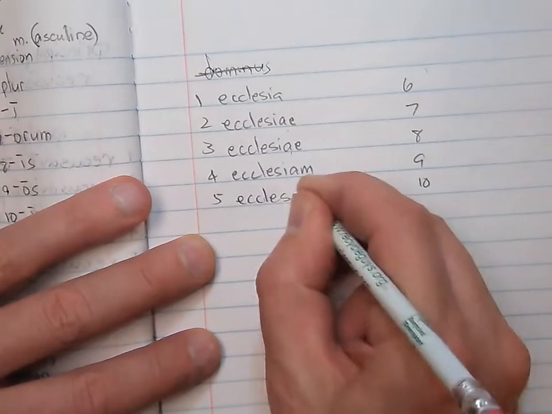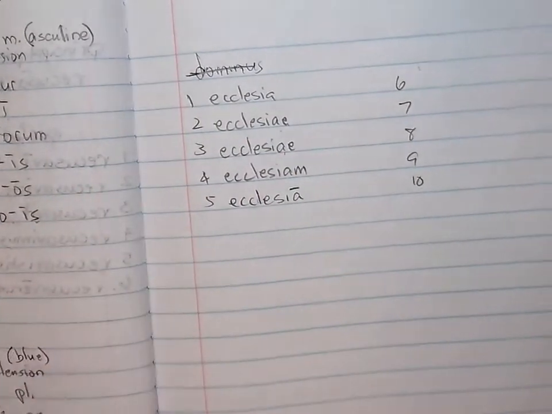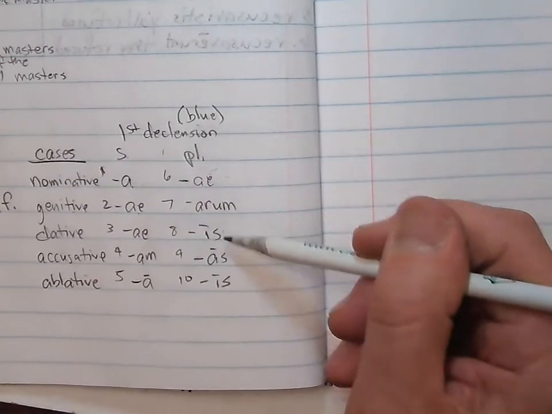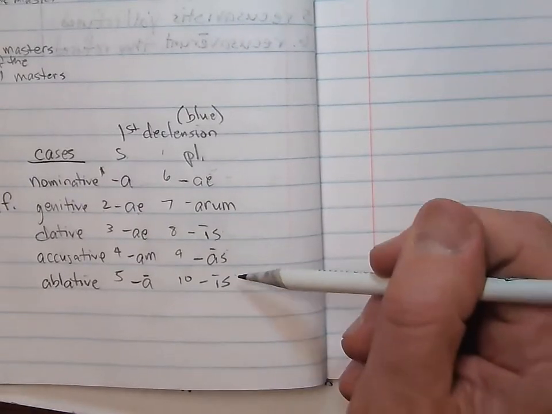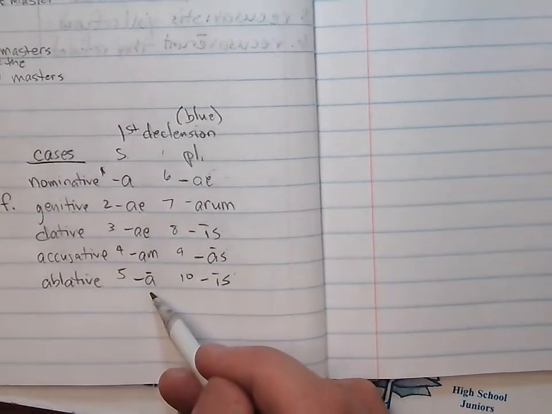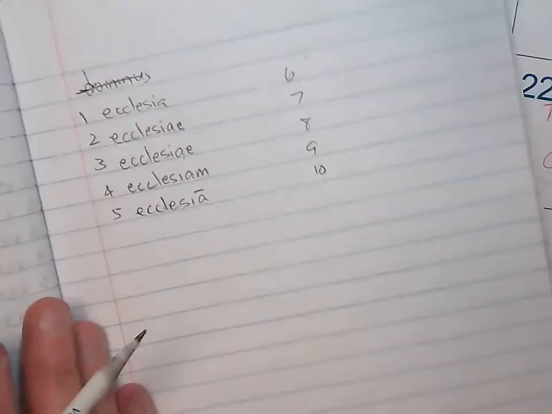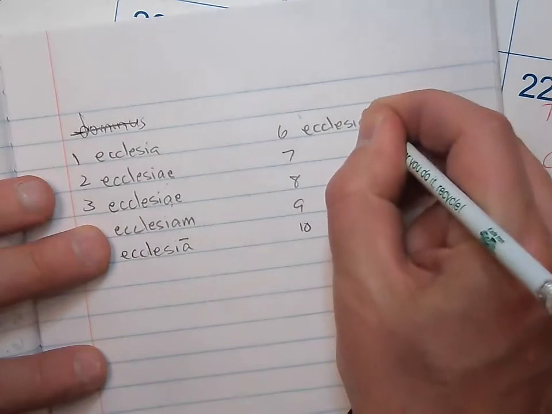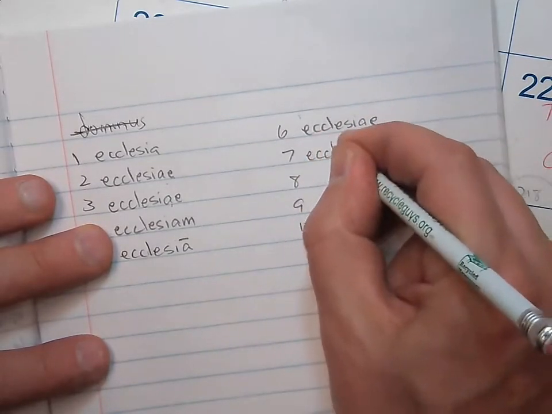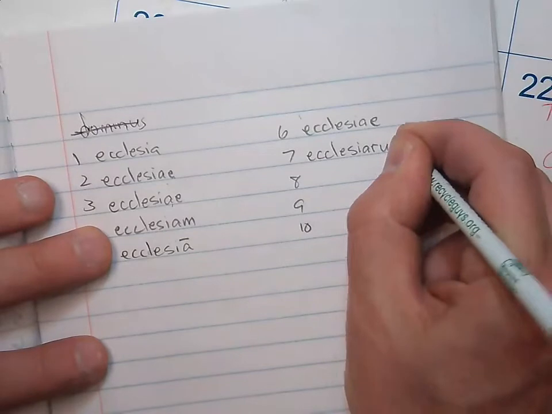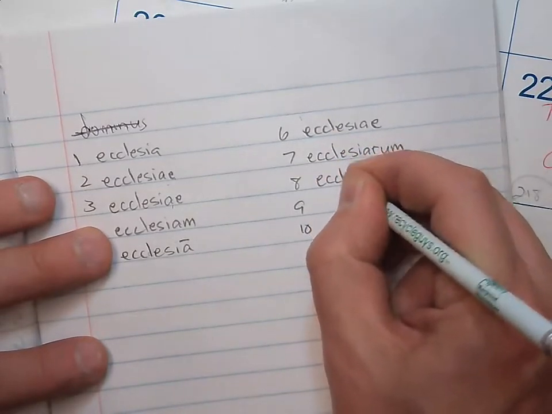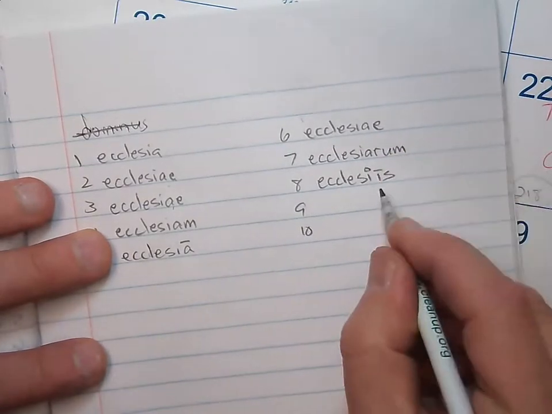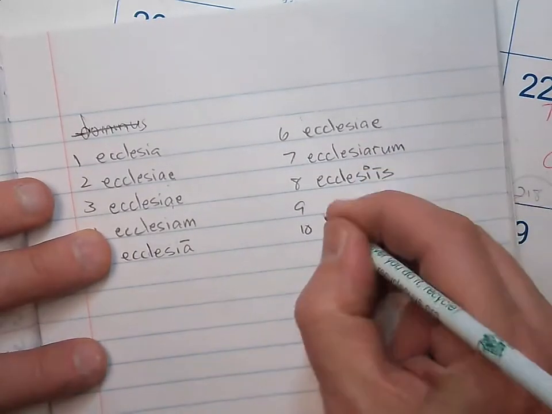Ecclesia with a hat. What's the plural look like? AE, ARUM, IS, AS, IS. So just drop off that A with a hat and let's go add an AE and go to town. All right, here we go. Ecclesiae, ecclesiarum, ecclesi. Now that I is part of the word. Now I'm going to add the IS ending. That's why you have a double I. I didn't make a mistake.